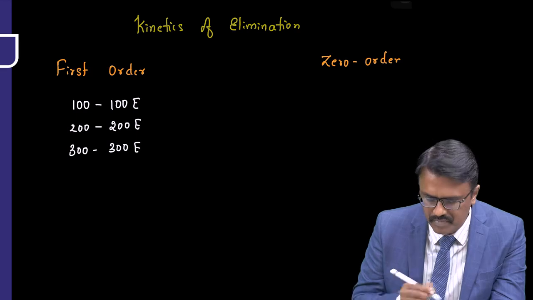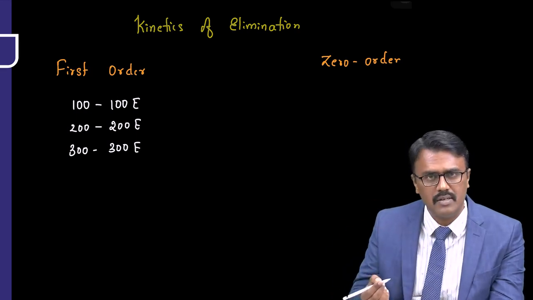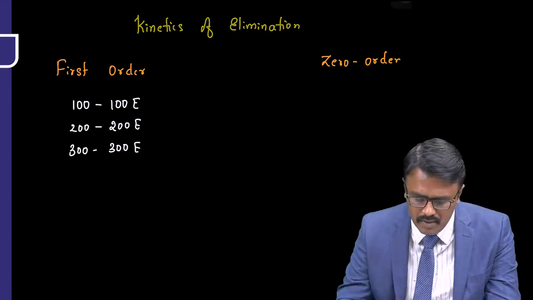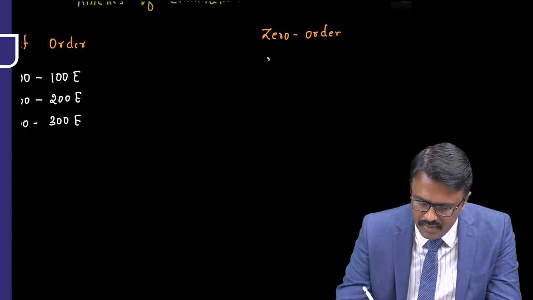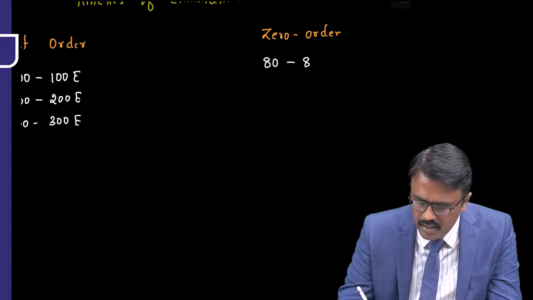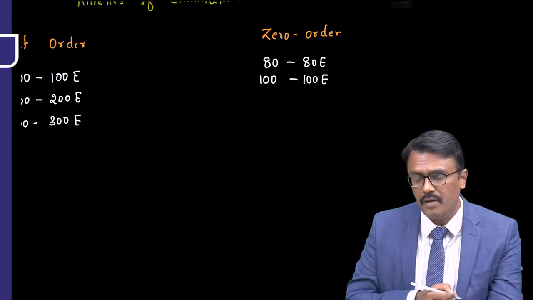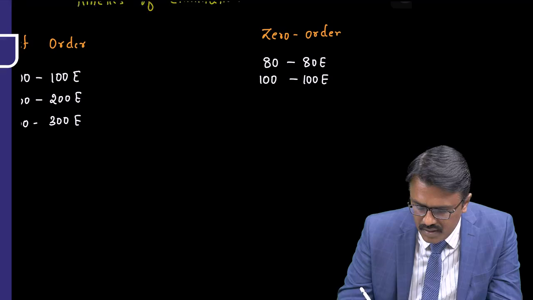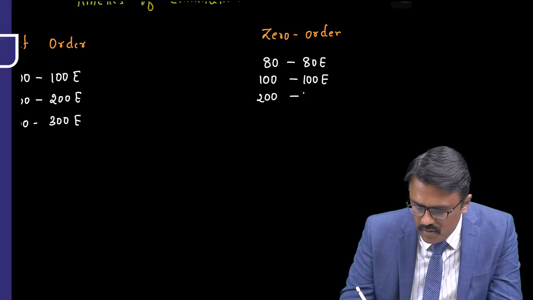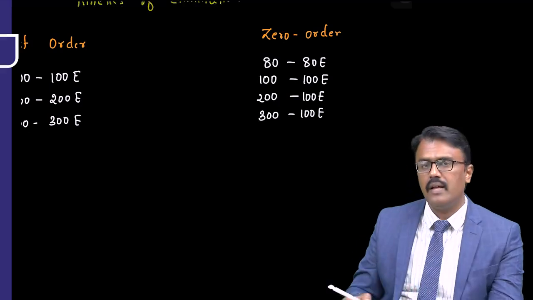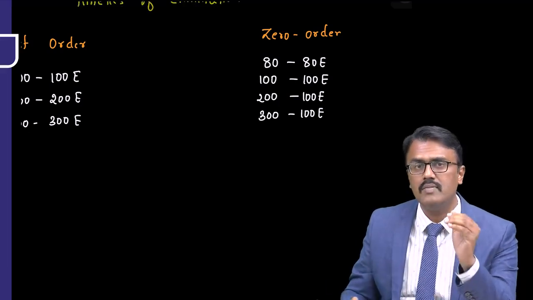So, no problem. However much you increase the drug concentration, I have the enzymes to metabolize it. But what happened in zero order kinetics? If I give 80 drugs, it has 80 enzymes. If I give 100 drugs, it has 100 enzymes to metabolize. But what happens later? If you increase the dose further, if you give 200, it has only 100 enzymes. If you give 300, it still has only 100 enzymes. So what happens here? There are limited enzymes, so the enzymes get saturated.